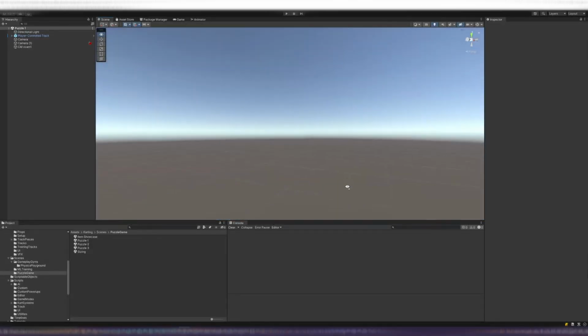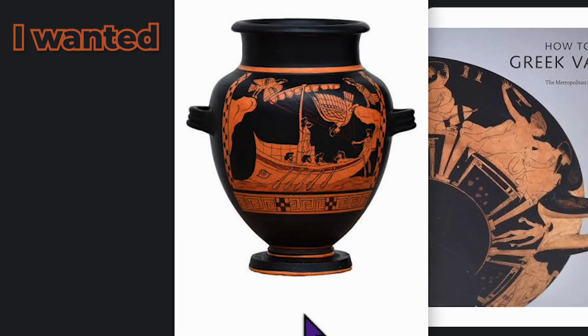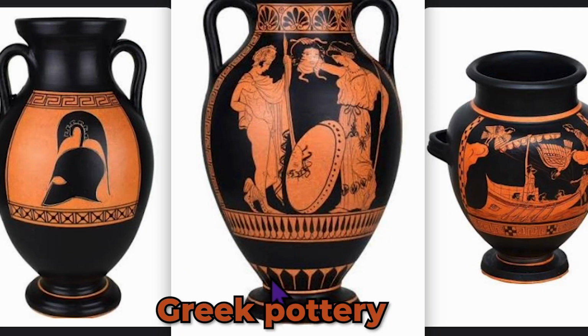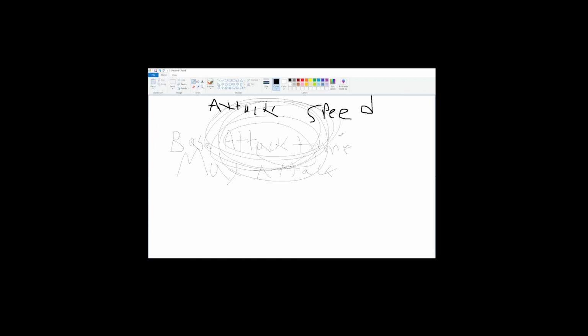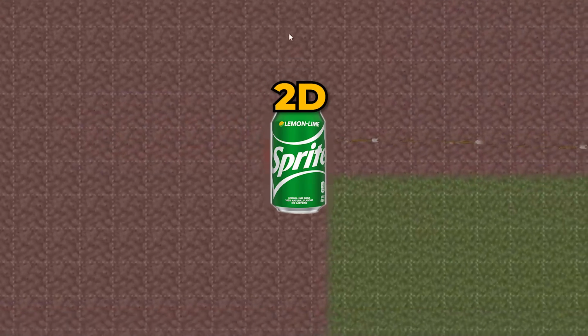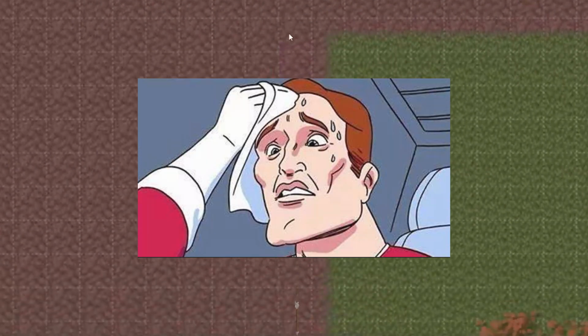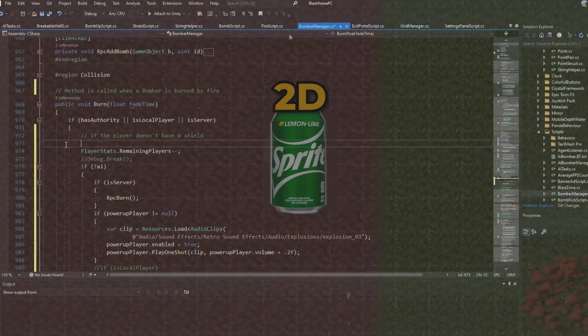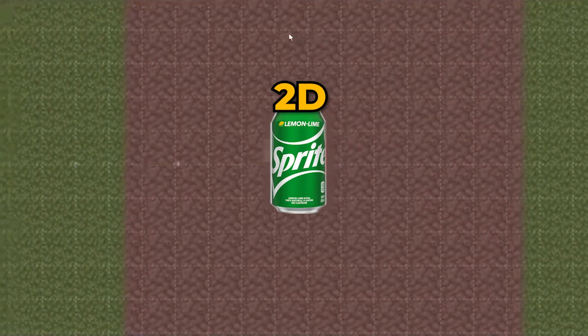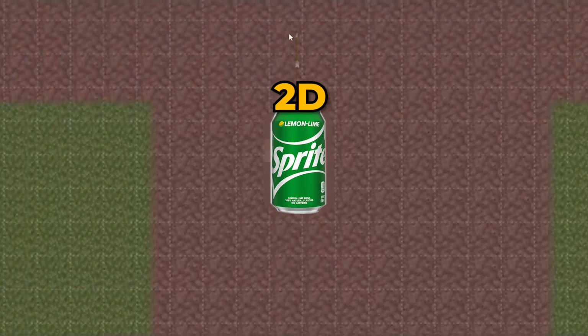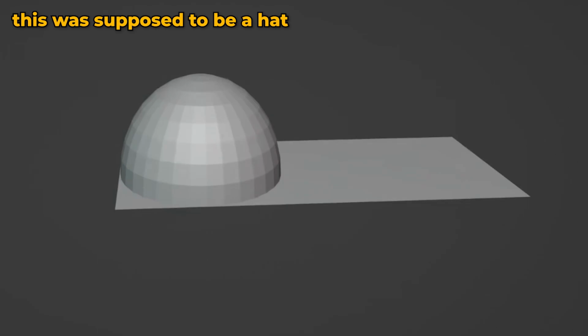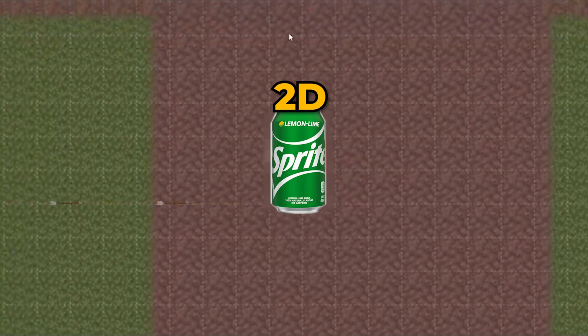So I dropped into Unity and started to get to work. I wanted the art style to be similar to Greek pottery art because it looks pretty cool. There is a problem though, I'm not an artist. Making a 2D sprite based on this would be really hard for me, to say the least. I'm good at coding, somewhat at game dev. I can even fail at 3D modeling, but I have no experience with 2D sprites.